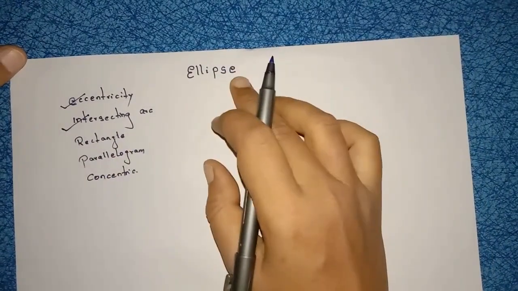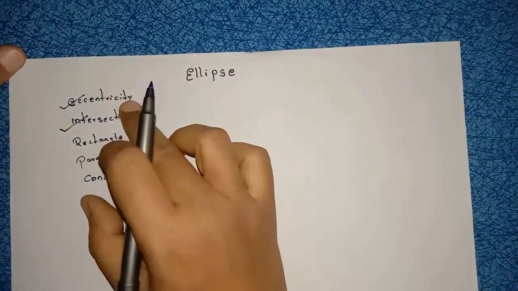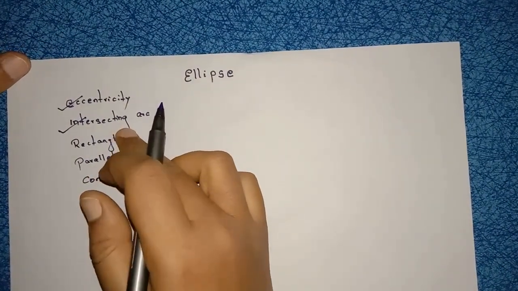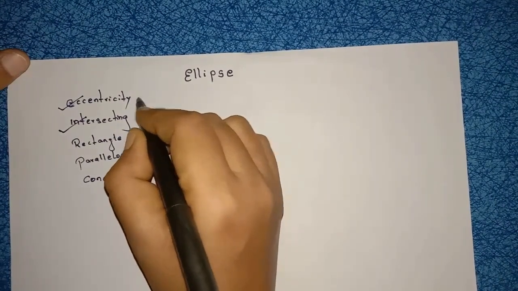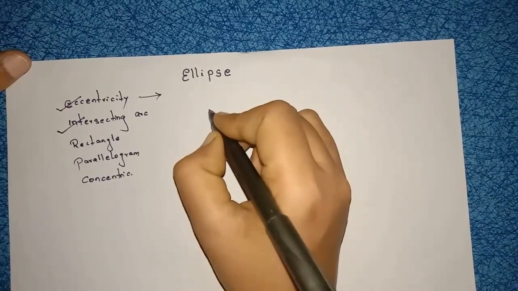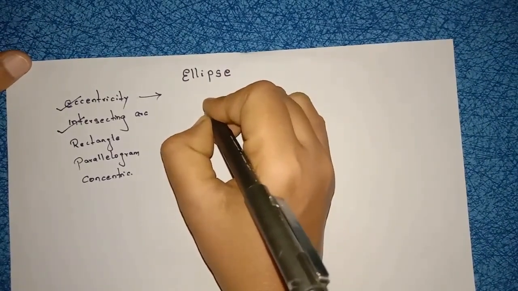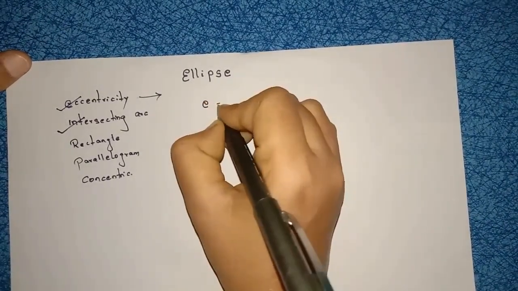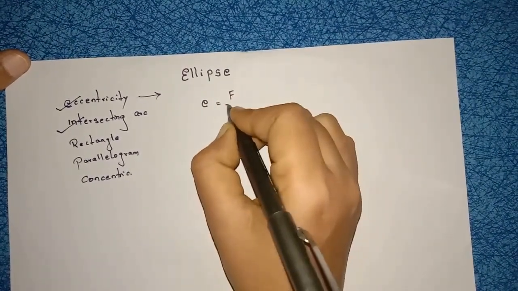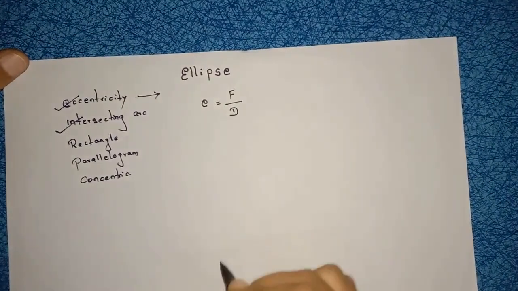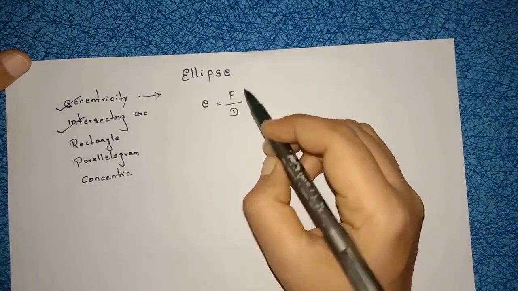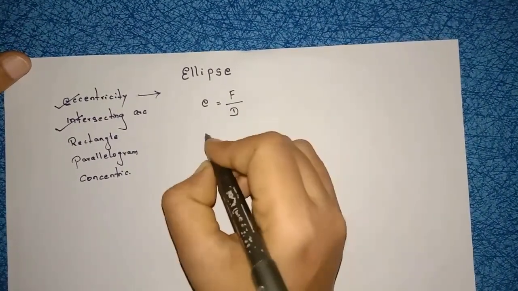So how to construct an ellipse by the eccentricity method, and how to construct an ellipse by the intersecting arc method. First of all, in order to construct by the eccentricity method, you have to know what is meant by eccentricity. Eccentricity is denoted by small e. e equals the distance of a point from the focus to the distance of the point from the directrix. You have to remember this formula.